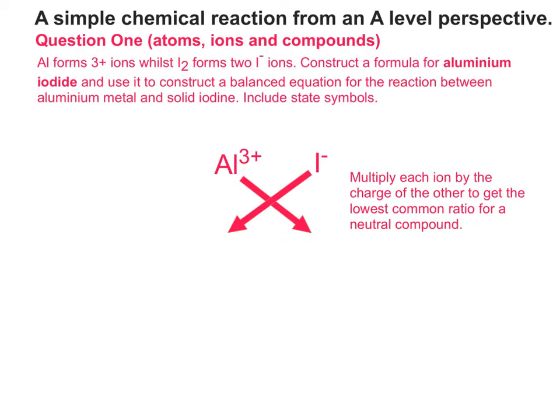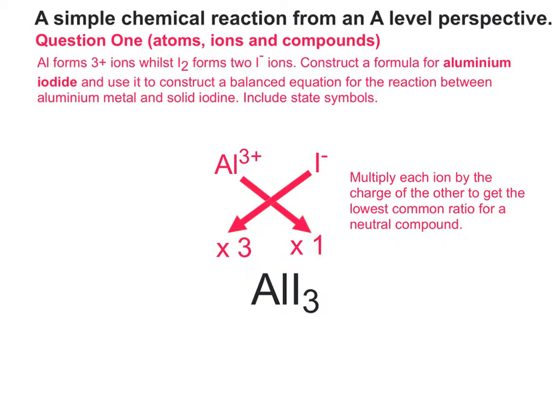So you multiply each ion by the charge of the other to get the lowest common ratio for a neutral compound. So that means aluminium gets multiplied by 1 because of iodine being 1-, and iodine gets multiplied by 3 because of aluminium being 3+. So that now gives us AlI3.